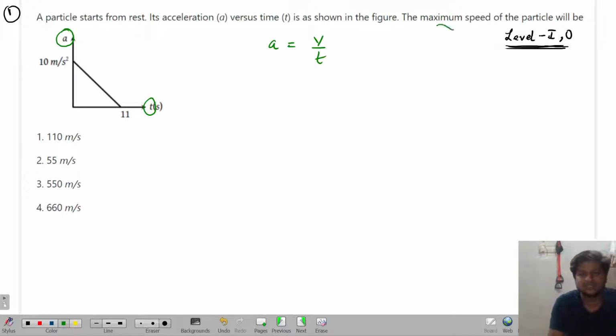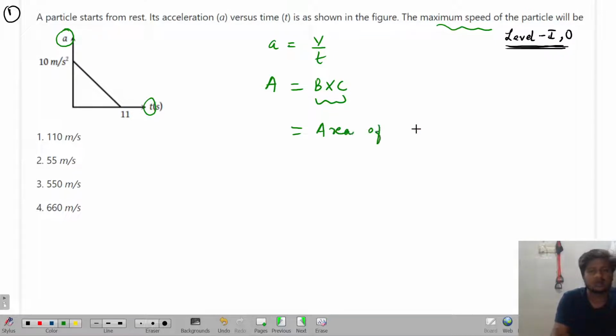It is asking for maximum speed. That means speed can be related with velocity. So I can relate acceleration is equal to velocity by time. I have told you now, if you write A is equal to B into C, then in the graph of B and C, if you calculate the area of the graph, it is going to give you the value of A.